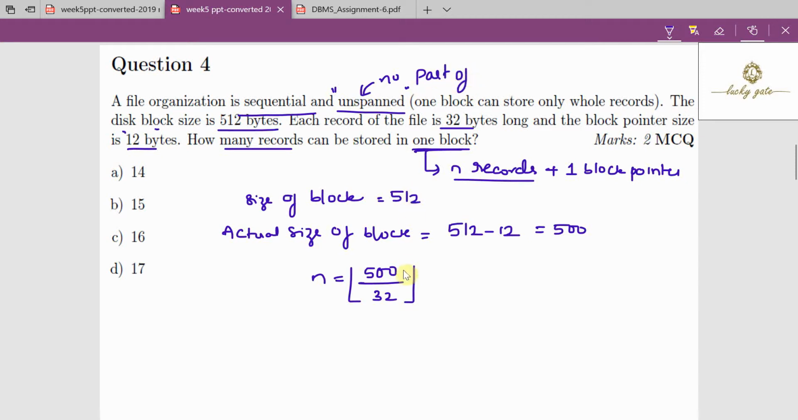Suppose 500 by 32 is 15 point something, it means 15 records we store fully and part of the 16th record we store. That is not possible. Why? Because it is unspanned. No part of a record is possible. So what is the value of n? How many records do we store? 15 records we can store in one block. So the answer for question number 4 is option B.